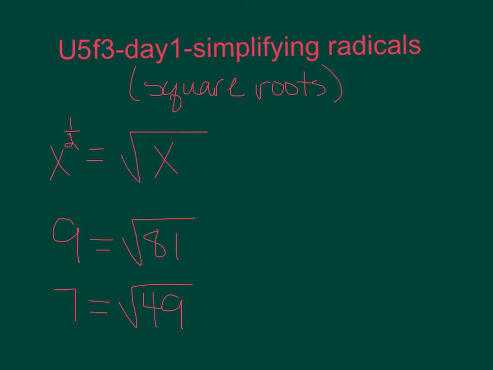Some examples: the square root of 81 is 9. The square root of 49 is 7. So just so you remember, perfect squares, which are 81 and 49, those are the nice ones: 1, 4, 9, 16, 25, 36, 49, 64, 81, 100, 121, and 144, to name the first couple. All right, so let's start.